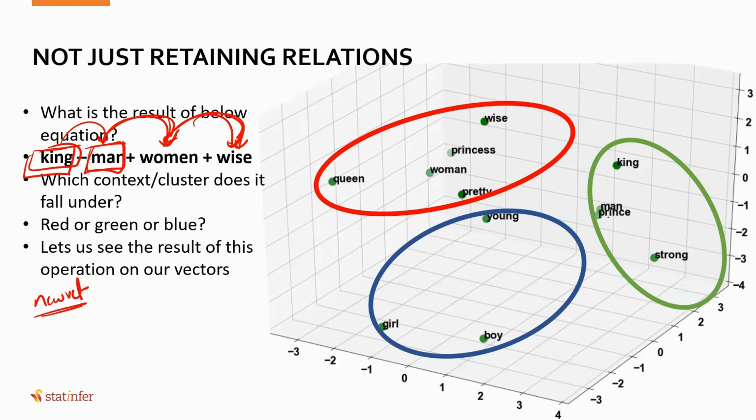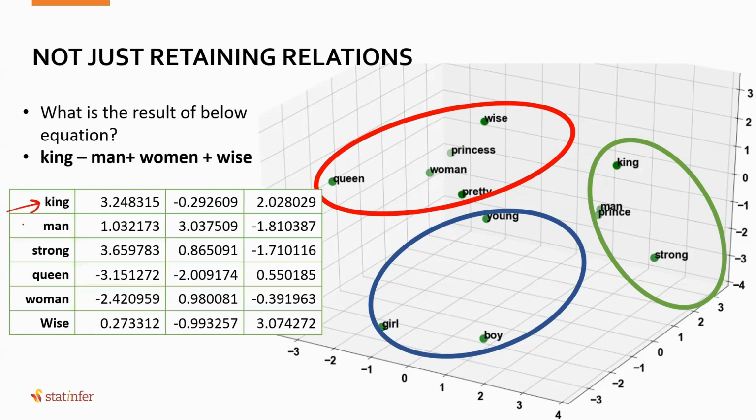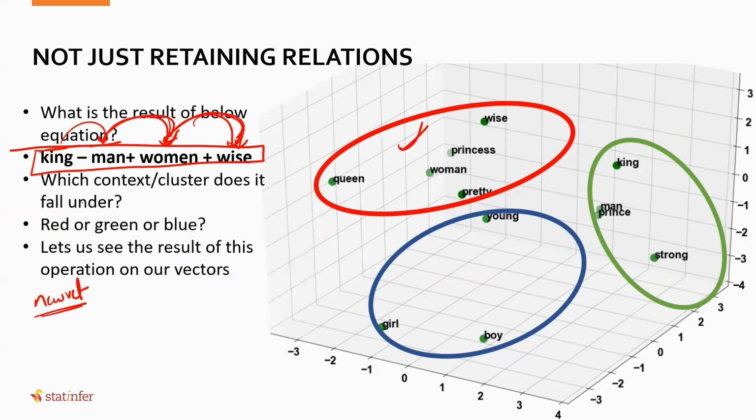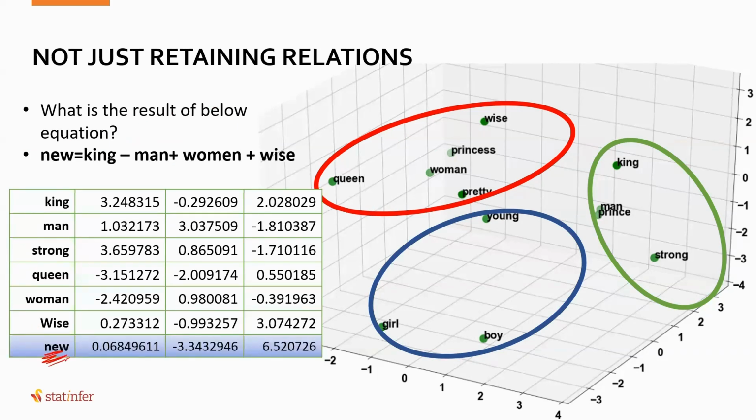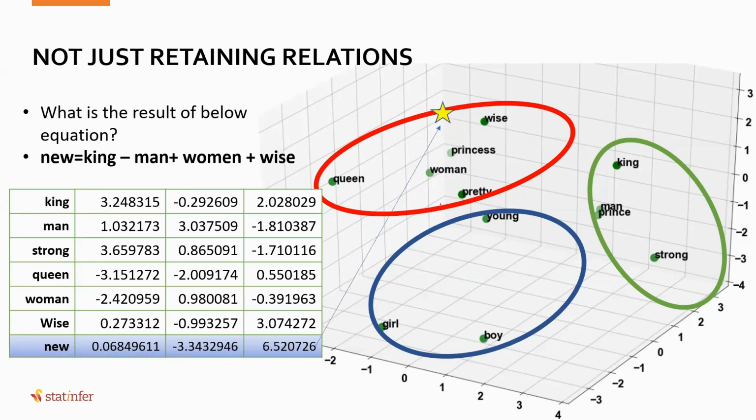In red, sir. Near to queen. Near to queen. Logically, this whole thing sounds like queen, isn't it? It should be part of this particular circle. Now if we do the math, I have the king vector with me. I can subtract man out of that, add woman, and add wise. A new vector will come. And if I try to draw this new vector, where exactly does it appear here? So the regular human logic that we see is also embedded here.